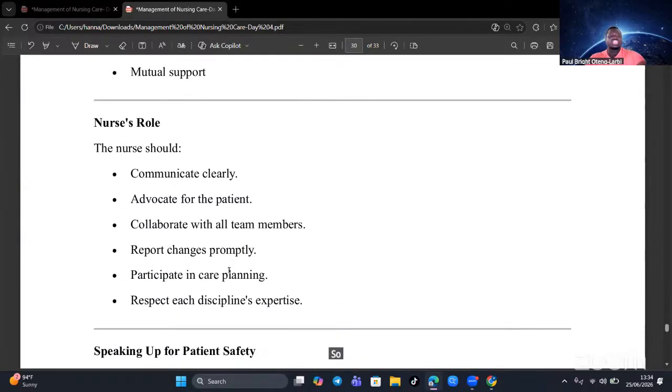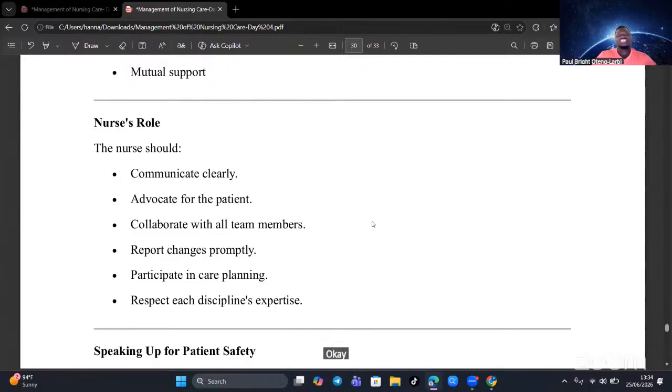So you, the nurse or the nurse manager, what is your role? You communicate with other health workers well and clearly. You always advocate. The patient is yours. Other health workers are visitors. So always advocate for the patient. They are coming to take the patient to a CT scan. The patient is claustrophobic. Will you allow them to take the patient there? No.